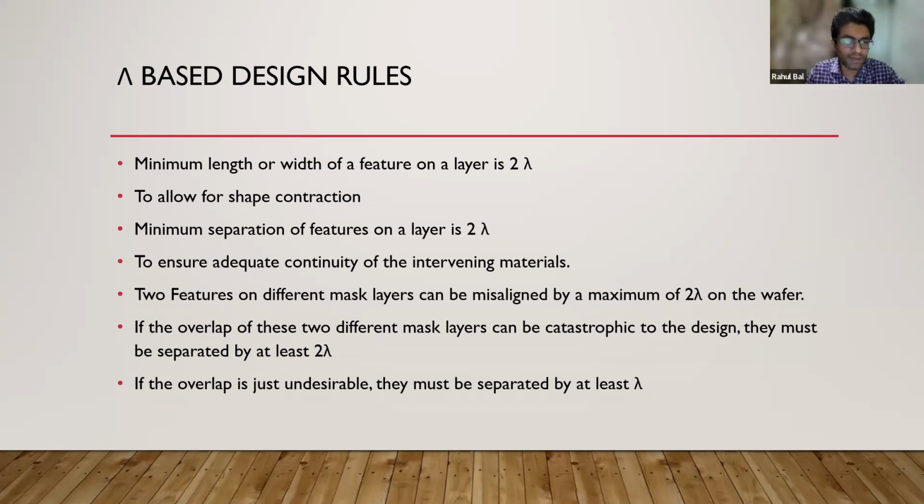If the overlap is just undesirable, they must be separated by at least lambda. So if the overlapping is not a complete overlapping, at least they must be separated by lambda. If the overlapping is complete overlapping, then they should be separated by 2 lambda. Otherwise, if there is some disturbance in the overlapping and they are not completely overlapped, then they must be separated by at least lambda.